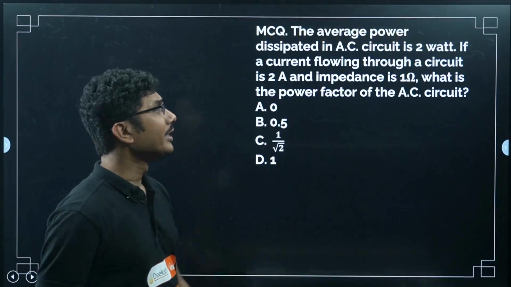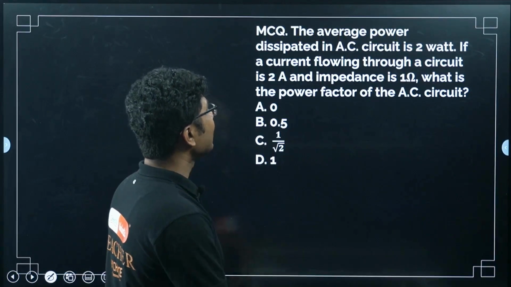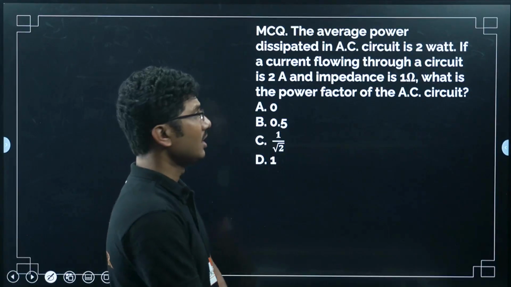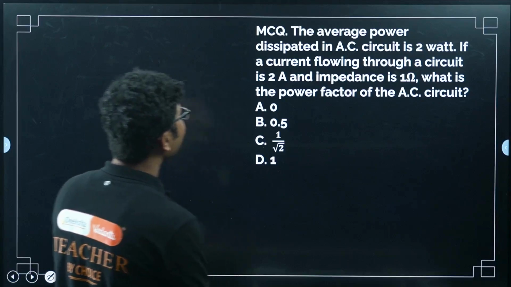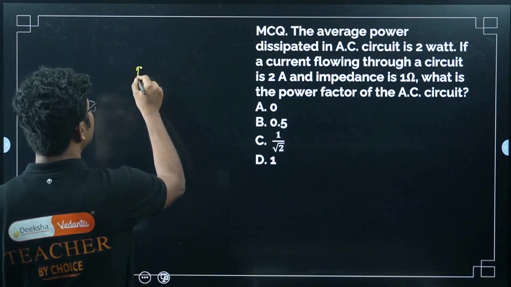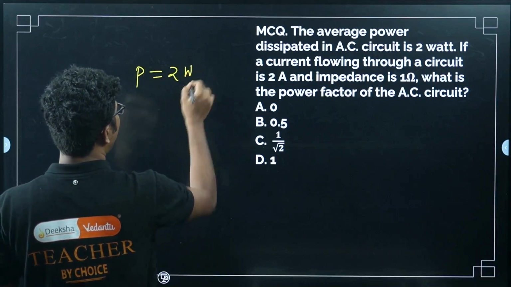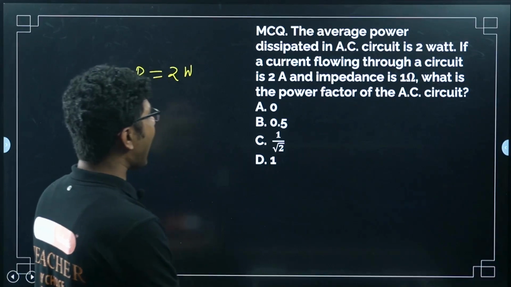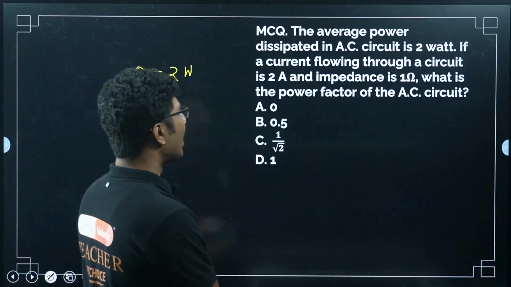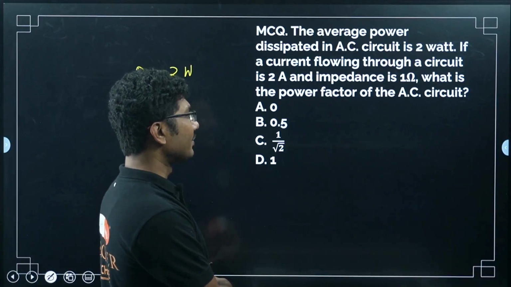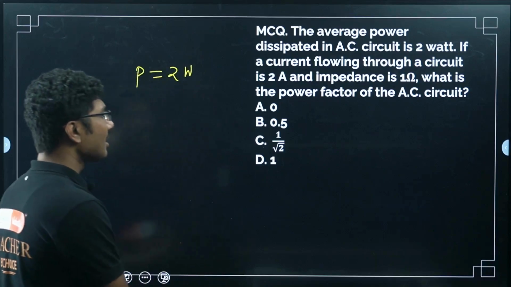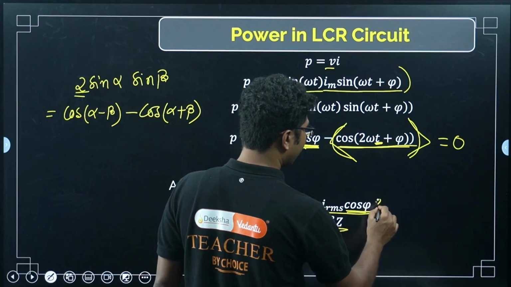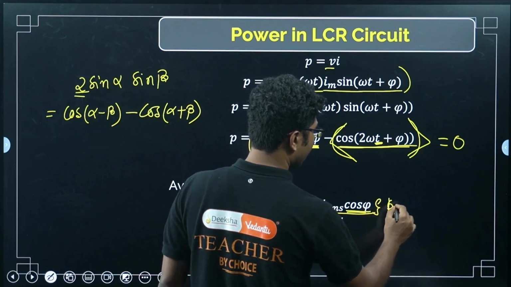Now let us solve one numerical based on this. The average power dissipated in an AC circuit is 2 watts. If the current flowing through the circuit is 2 ampere and impedance is 1 ohm, what is the power factor of the AC circuit? So power factor, we know that this term cos phi is called power factor.